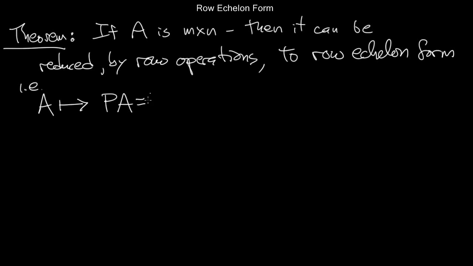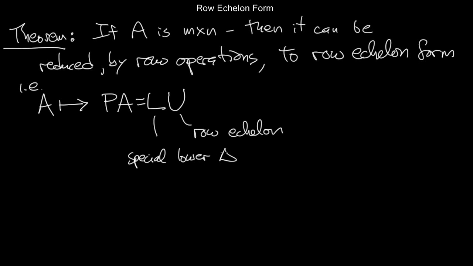And another way to say it is that if A is any matrix, you can find P, L, and U such that PA is equal to LU, where U is now in row echelon form, L is special lower triangular as usual, and P is a permutation matrix. Or, as usual, you could put the L on the other side, and you could say that LPA is equal to U. And that's, in terms of running the algorithm, slightly more convenient, what we tend to do.